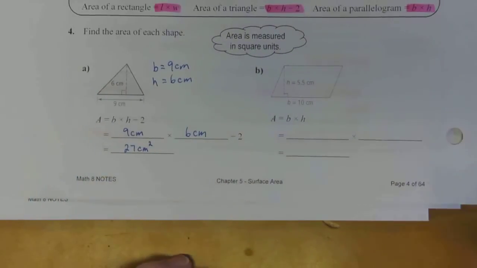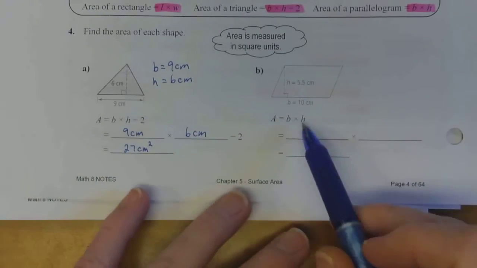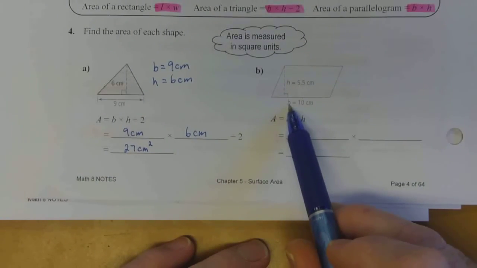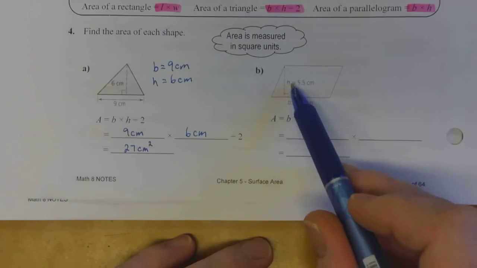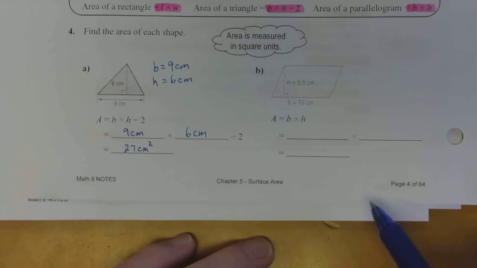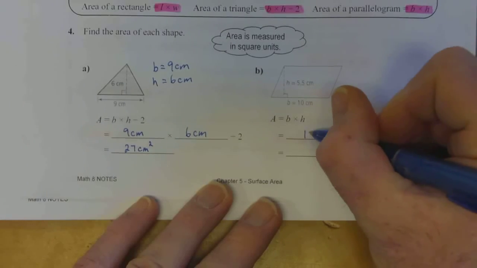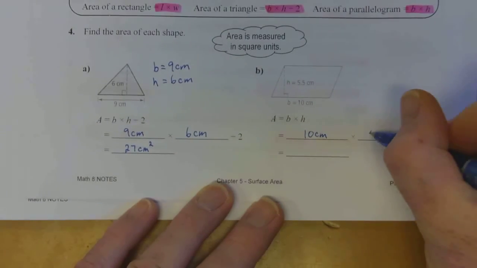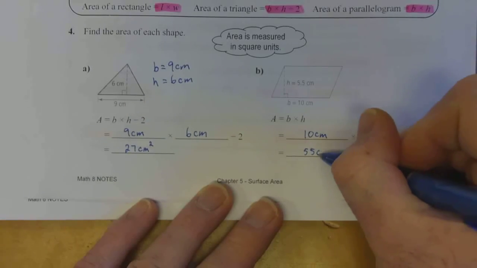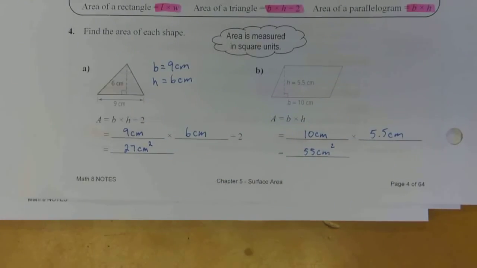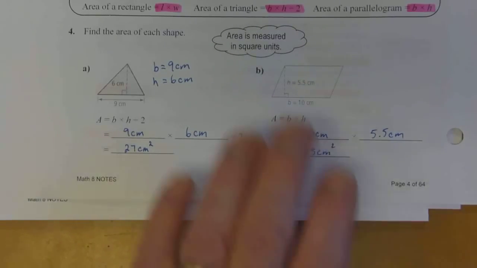Part B, we've got a parallelogram. Let's summarize what we know. Well, actually, it's already done that for us nicely enough. It says our base is 10 and our height is 5.5. Usually you don't have the h equals and b equals on your diagram, so that's a bit of a gift. Base in this case was 10 centimeters. Height is 5.5 centimeters. Multiply those together, you have 55 centimeters squared. So now you have your area of your parallelogram as well.